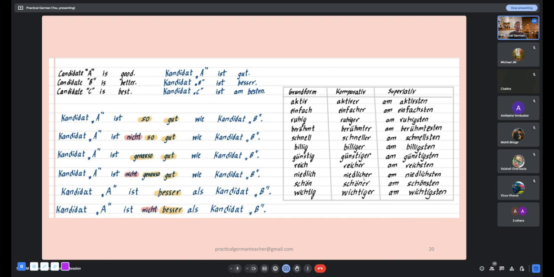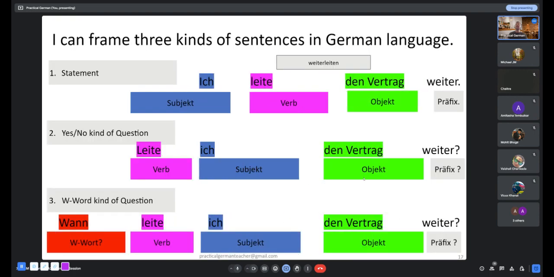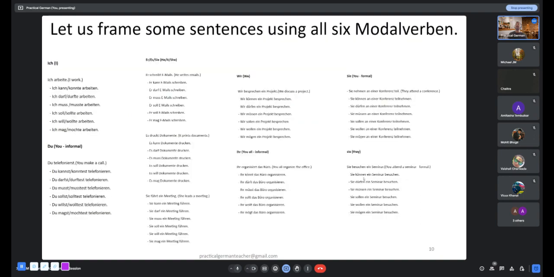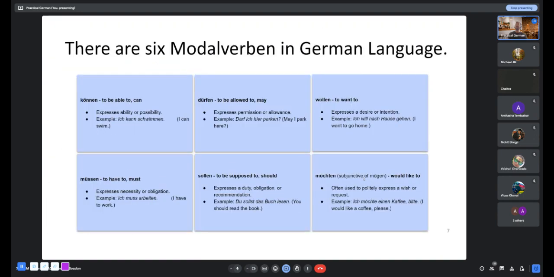All right, that's a trailer. Any questions? Feel free to raise your hand and ask. I don't mind getting interrupted. Having said all that, let us start. Let's start with the Modalverben in German language.